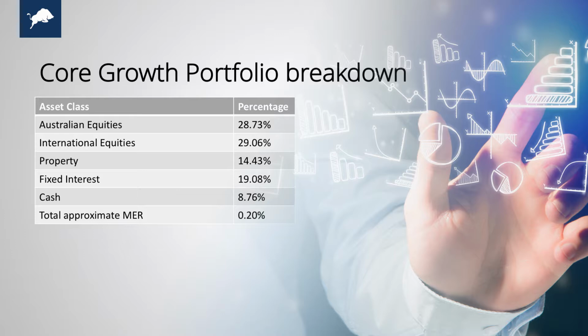Now, keep in mind, on top of that, this portfolio, run as a separately managed account, does have a management fee of 0.77% per annum. So when you're thinking about the total cost to you as an end user, you need to put this total approximate MER percentage on top of that, plus the brokerage as well that you'd pay with us.